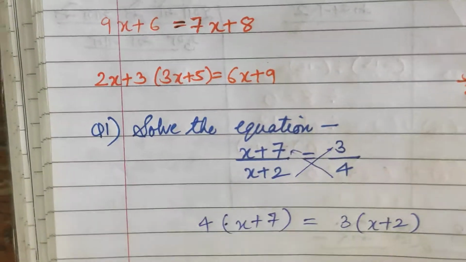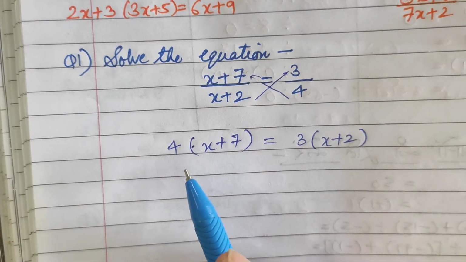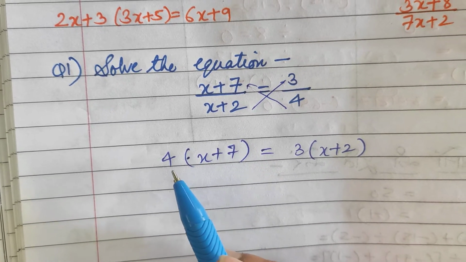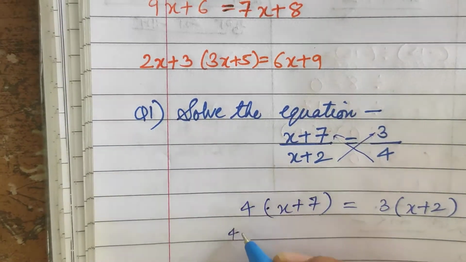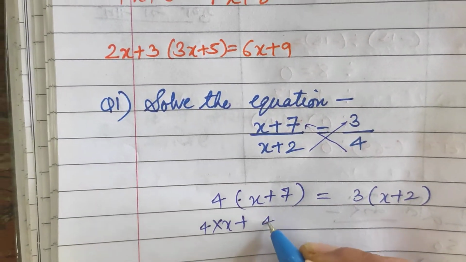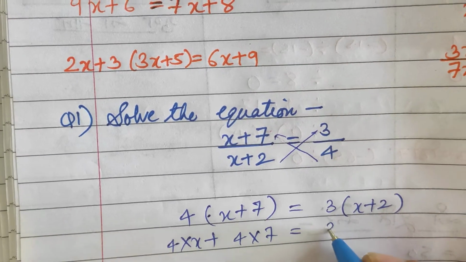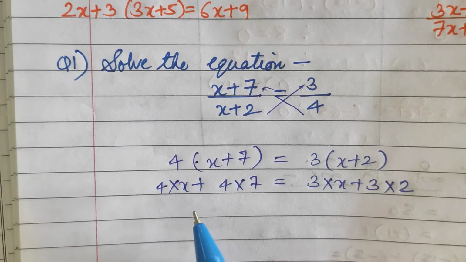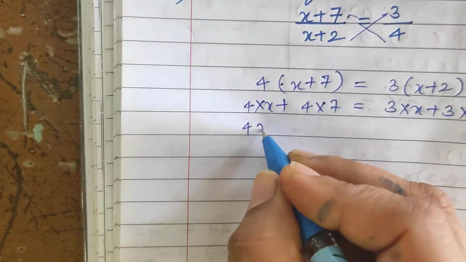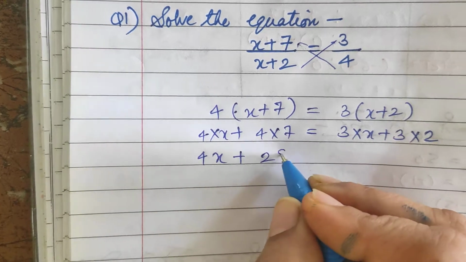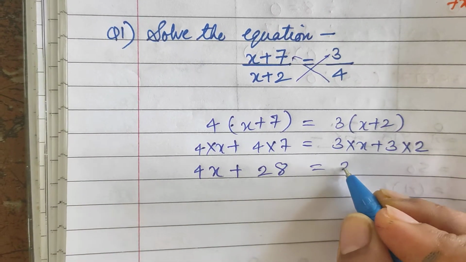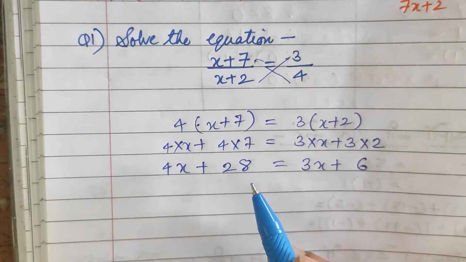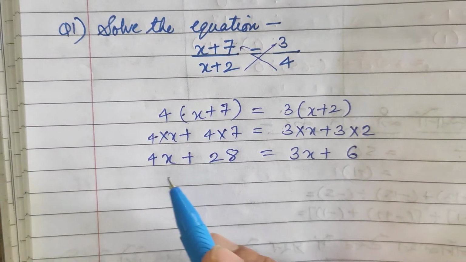Now we know how to multiply it. I told you on that day also that whatever number is written outside the bracket, the whole bracket is multiplied by that number. So 4 will be multiplied by x plus 4 into 7 is equal to 3 into x plus 3 into 2. Now we are multiplying it. 4 into x is 4x plus 4 sevens are 28 is equal to 3 into x is 3x plus 3 twos are 6.